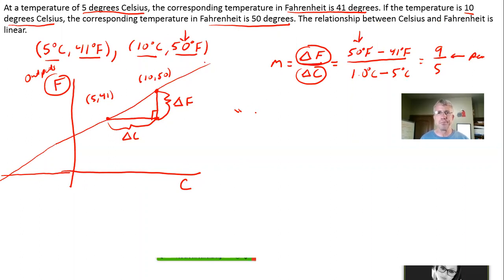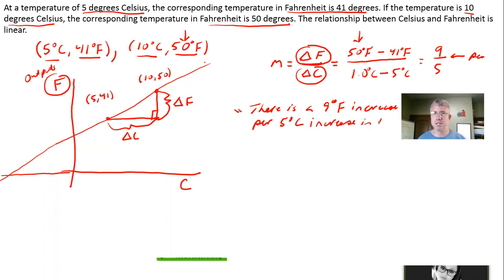We could say there is a 9 degree what? Fahrenheit. Is it a positive or negative number? It's positive, so it's an increase. If it were negative, I would put decrease. There is a 9 degree Fahrenheit increase in temperature per what? Per 5 degrees Celsius increase in temperature.